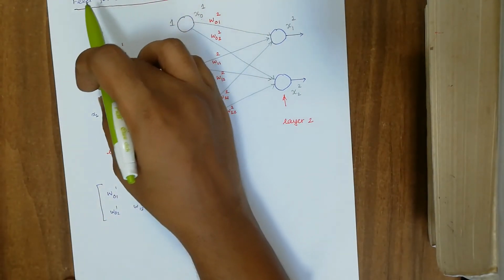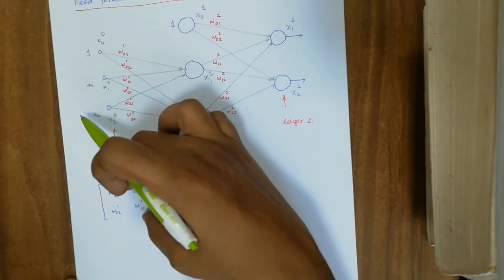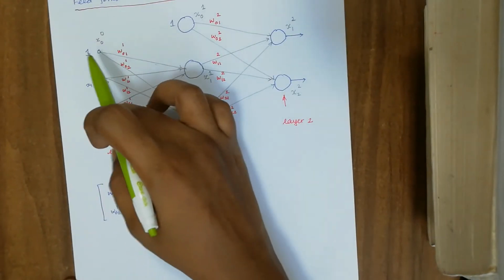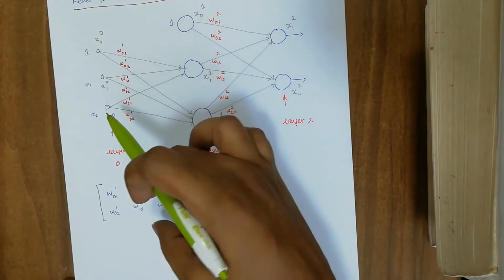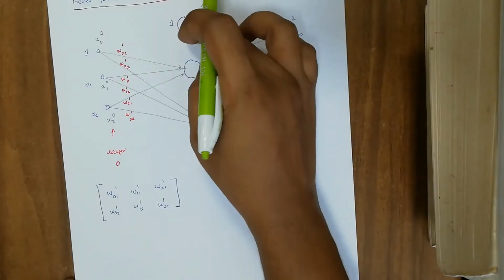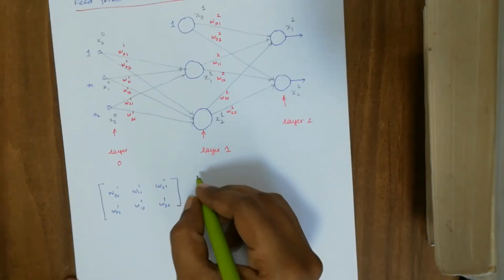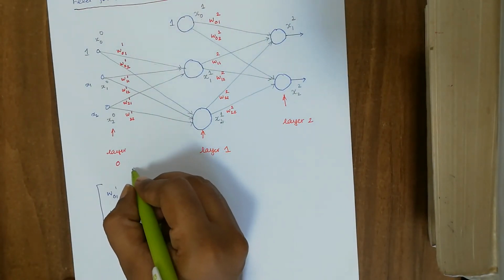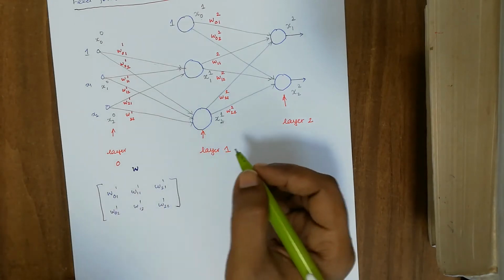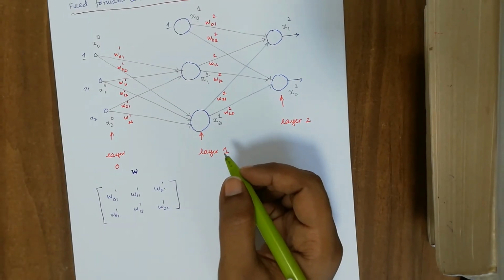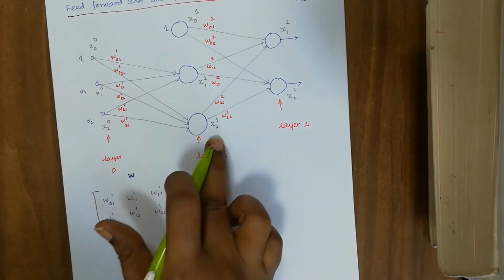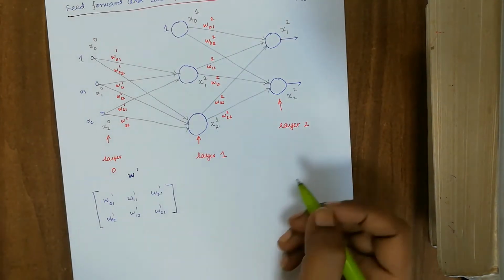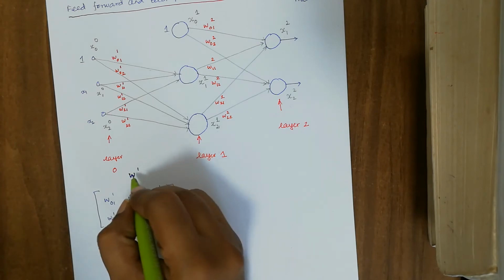Then second, from x1 where it goes, let us put it in the second column, and then from here where it goes, let us put it in the third column. Similarly, let us take this. These are the weights connecting between, this is capital W. Capital W is a matrix, and in which layer it is getting connected to the first layer. So let us write it as capital W1.